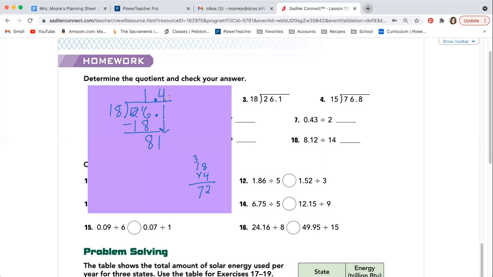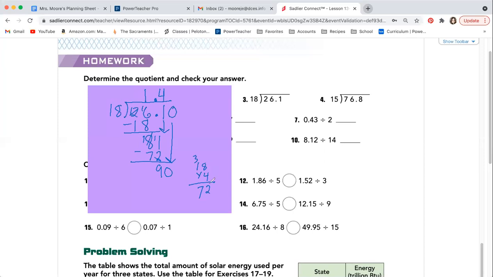So I put my 4 up there, swing around. 4 times 18 is 72. Take the difference. And darn, I still have some dividend. I've got a 9 to deal with. I have to pull down another 0 to make it work, right? How many times does 18 go into 90?